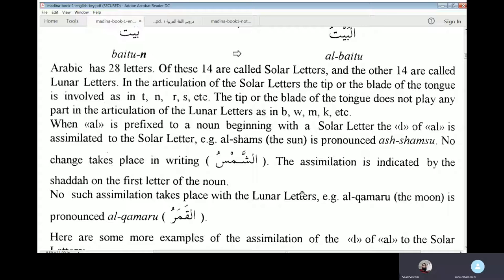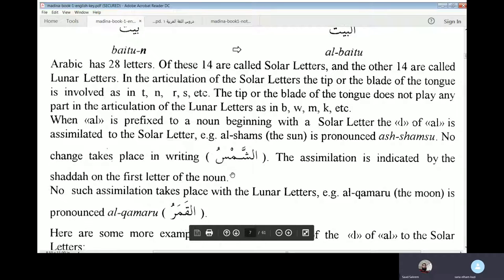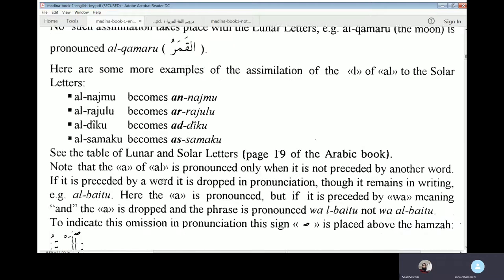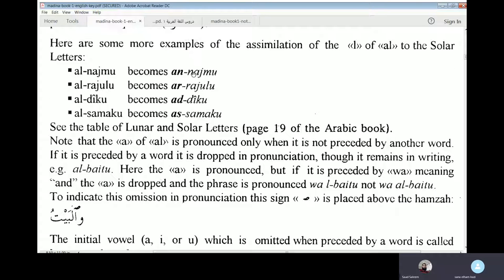No change takes place in writing ash-shamsu. The assimilation is indicated by the shadda on the first letter of the noun. No such assimilation takes place with the lunar letters. Al-qamaru, the moon, is pronounced al-qamaru. Here are some more examples of the assimilation of lam of al to the solar letters. Al-najmu becomes an-najmu. Al-rajulu becomes ar-rajulu. Al-diku becomes ad-diku. Al-samaku becomes as-samaku.